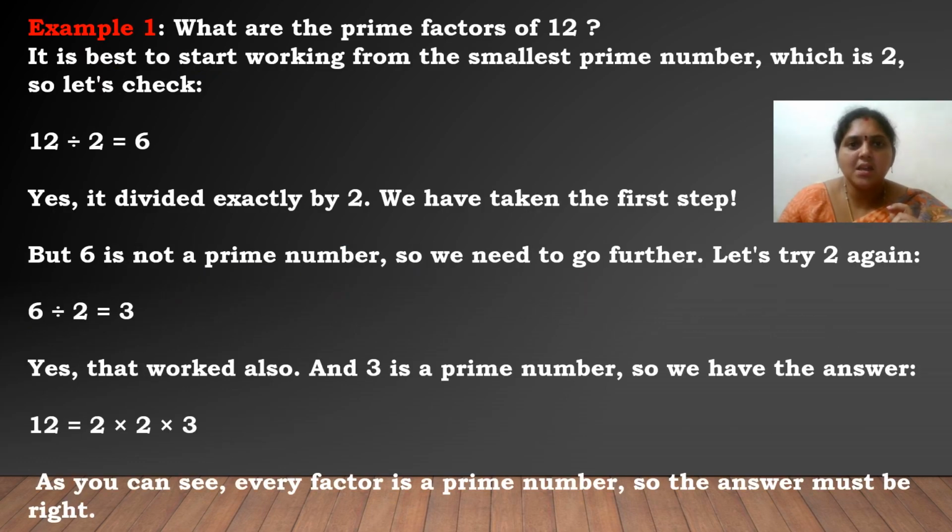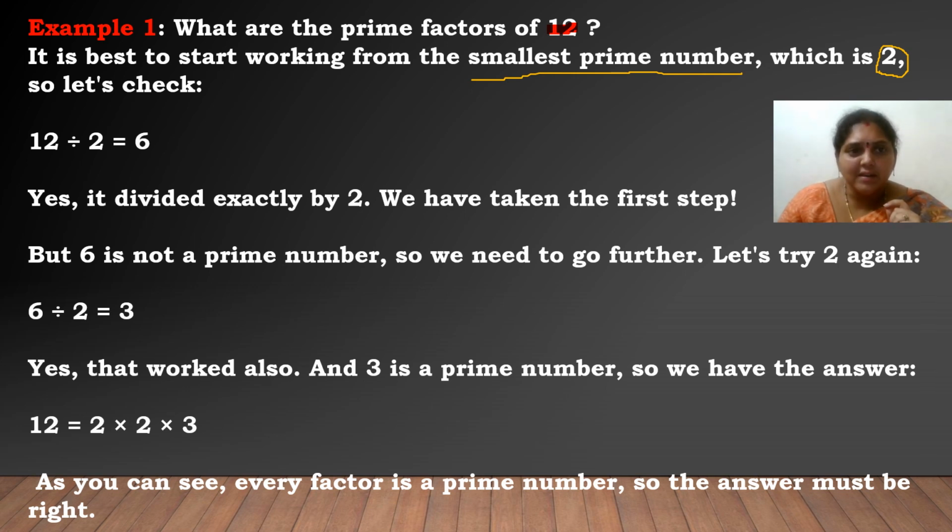Children, now we will see our example. I am taking my number 12 here. Now I have to find the prime factors of 12. For doing prime factorization of 12, we have to start with our smallest prime number. What is our smallest prime number? Yes, it is 2. We will divide the number 12 by the smallest prime number, that is 2.